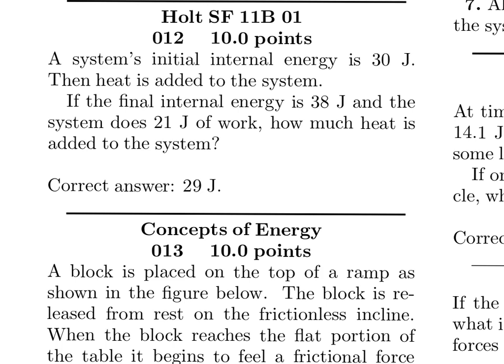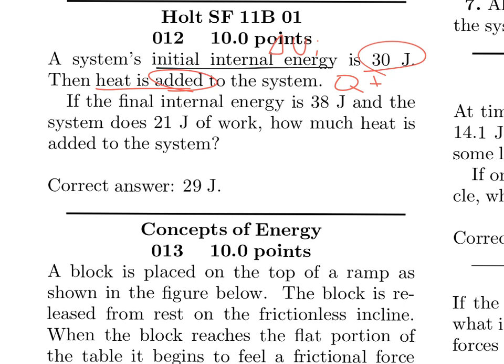Okay, this one we've done in class already as a warm-up, but I want to show you this again. Initial internal energy, so this is delta U initial. I'm using different colors, that kind of sucks. All right. So my delta U initial is 30. Then heat is added to the system, so our Q is going to be a plus. It's going into the system.